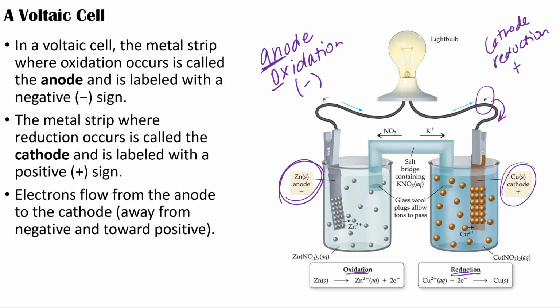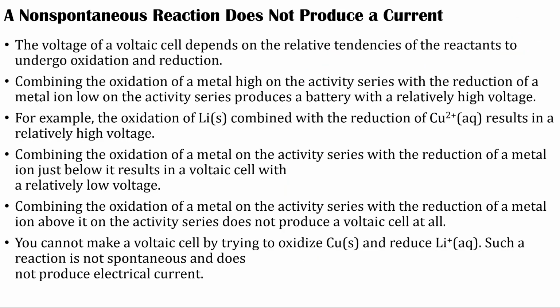And it's positive, just like a cation. All right, so a non-spontaneous reaction does not produce a current. The voltage of a voltaic cell depends on the relative tendencies of reactants to undergo oxidation and reduction. So if it's spontaneous, meaning the oxidation half reaction is higher on your activity series than your reduction half reaction, then the reaction would produce a current, it would be spontaneous and take place, and you could set it up as a galvanic cell.